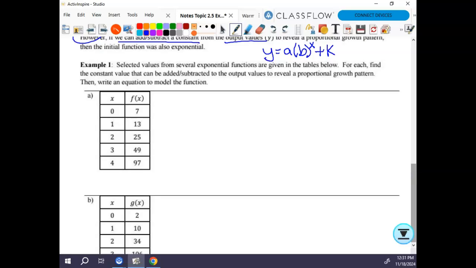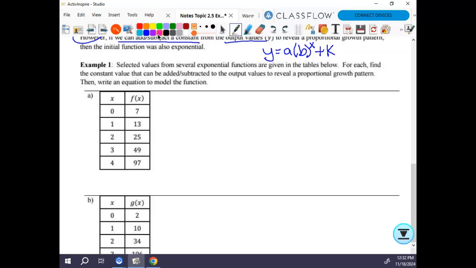So this says, selected values from several exponential functions are given in the tables below. For each, we're going to find the constant value that can be added or subtracted to the output values to reveal proportional growth patterns, then write the equation. So there are lots of different ways to do this.